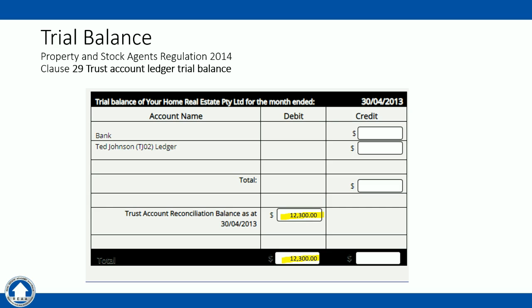Over to the credit side, our opening balance for the month was zero, and then we have our Ted Johnson TJ02 as required by the legislation. That is the only active ledger for the month with an amount of $12,300 remaining. So we list that down and then we tally the totals being $12,300. Our total amount again being $12,300, which as you can see when we compare the debit and credit amounts, they are balanced.